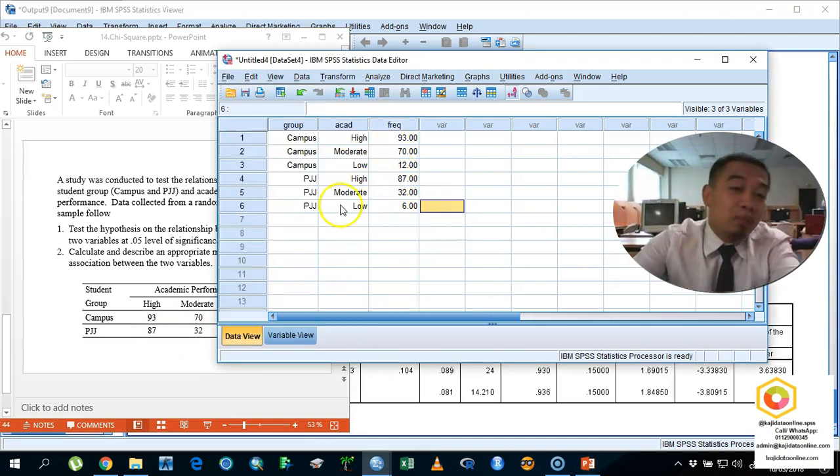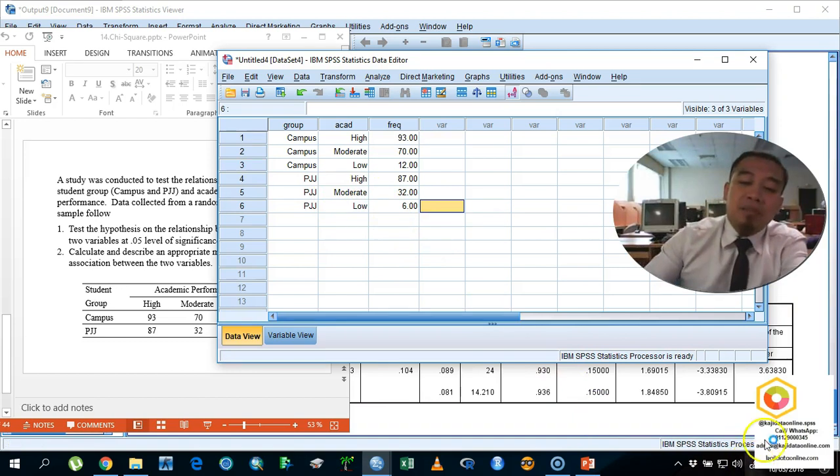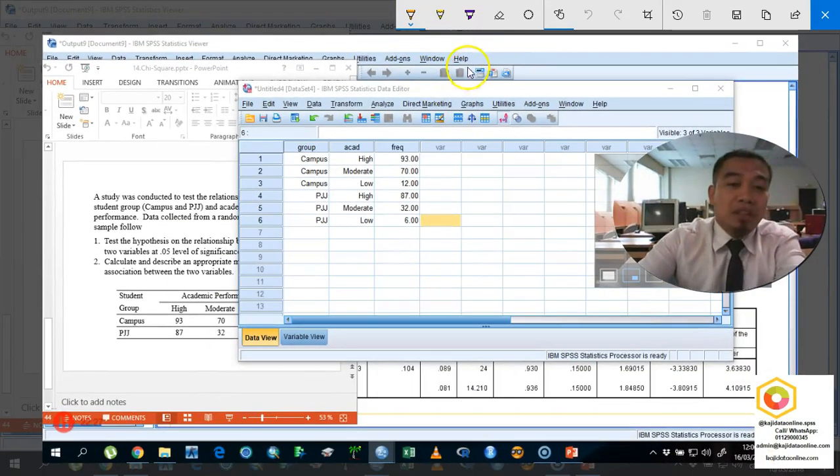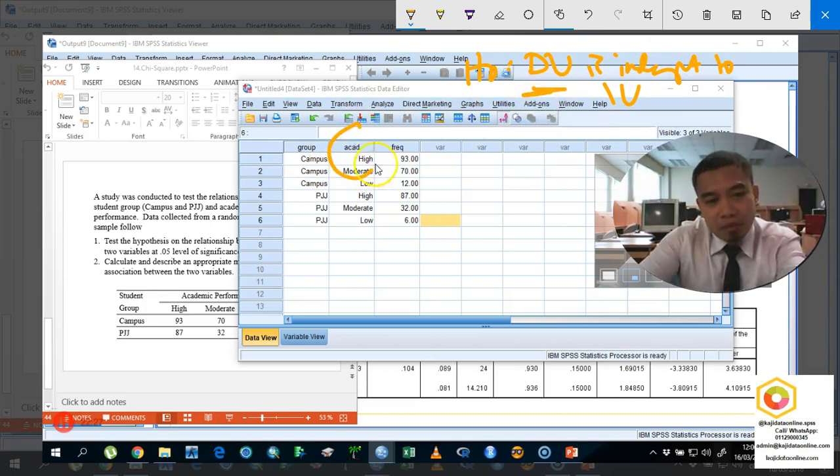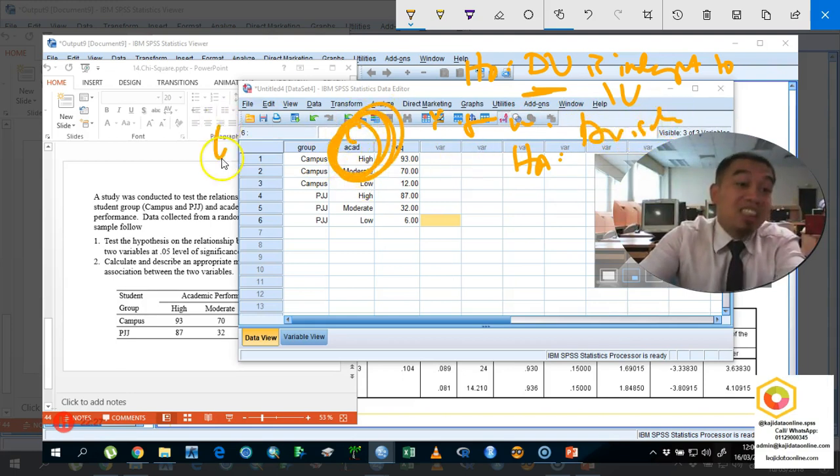So now we are going to tabulate accordingly. So our null hypothesis will be: there is no... To make your life easier, you just do it like what I taught just now. DV is independent of IV. That means our academic performance is independent of the group of students. And then what about our alternative hypothesis? DV is dependent, or academic performance is dependent on the group of students.